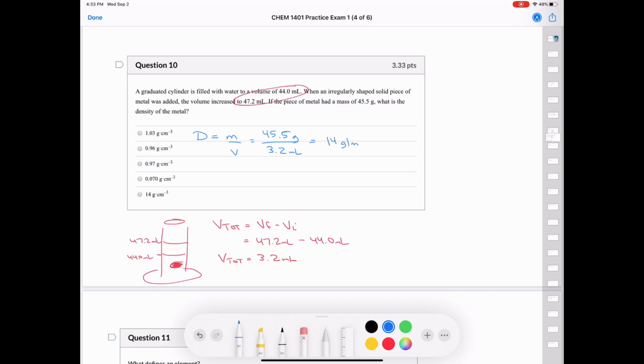grams per milliliter. Now you notice that all the answers are reported in grams per centimeter cubed, but I'll remind you that in 1 milliliter, we have 1 centimeter cubed. And so we can also express this answer as 14 grams per centimeter cubed. And so we have the answer right here, 14 grams per centimeter cubed.